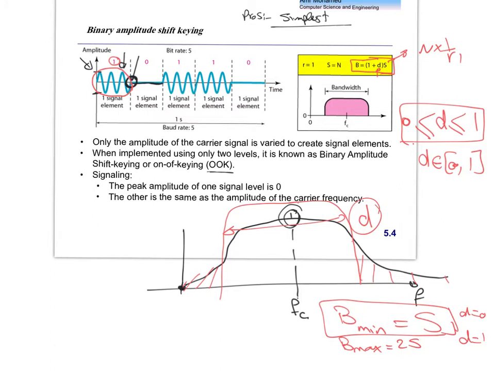No. You cannot cover infinity. You cannot have a bandpass filter that covers infinity frequency components. You cannot. And I'm saying the practical values for D are from 0 to 1.